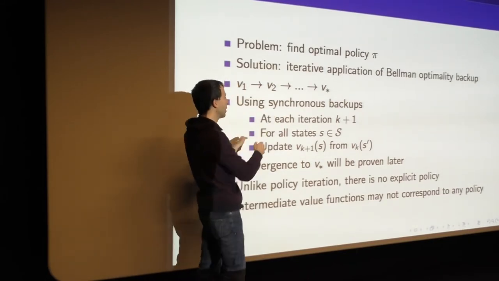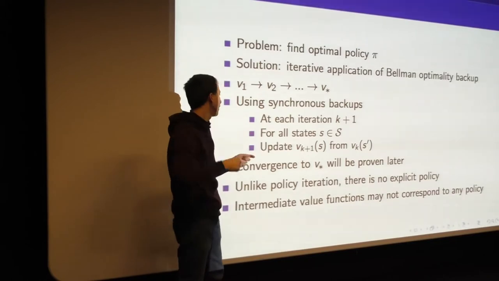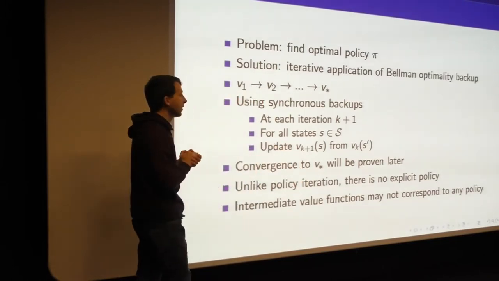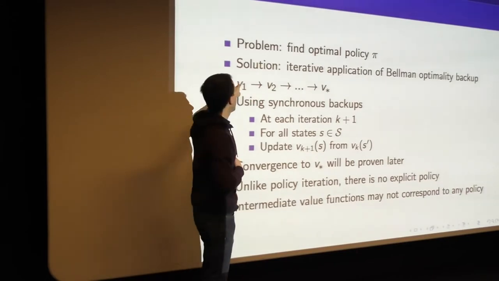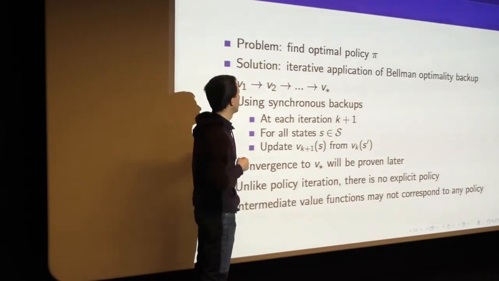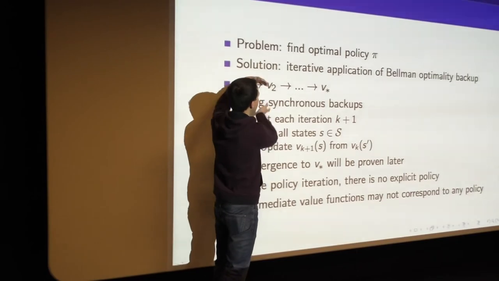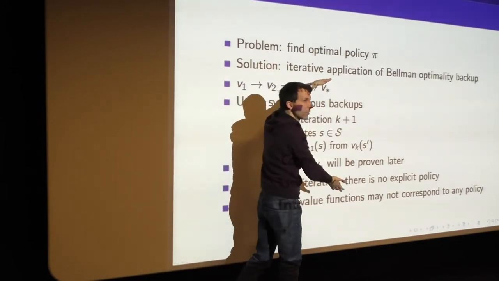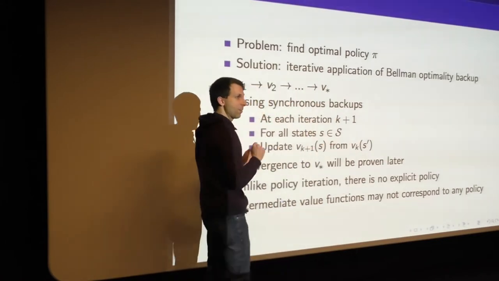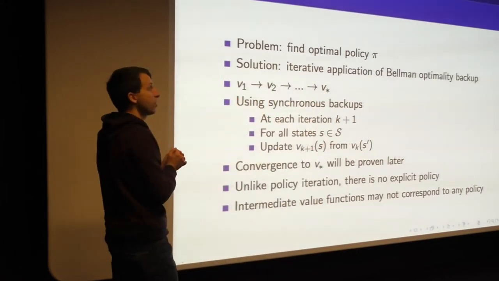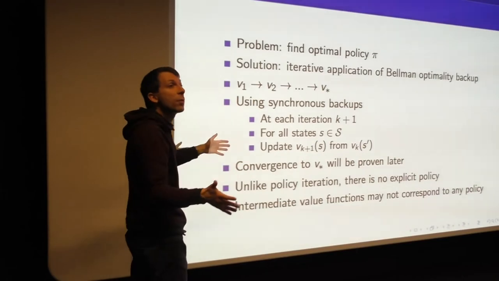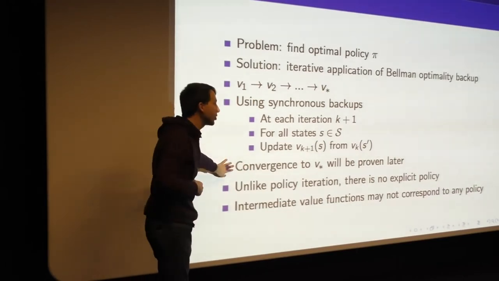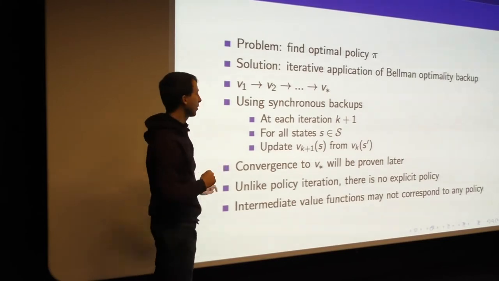So each iteration, we consider each state in turn, and we do one of these one-step look-aheads from that state using our previous iteration to seed the values. We build a whole new value function, and then we build a whole new value function again, and again. And the question earlier was, do you always have to build the entire value function? And we'll see that you don't, actually, in the next slides. Convergence to V star, we can again prove using a contraction mapping.